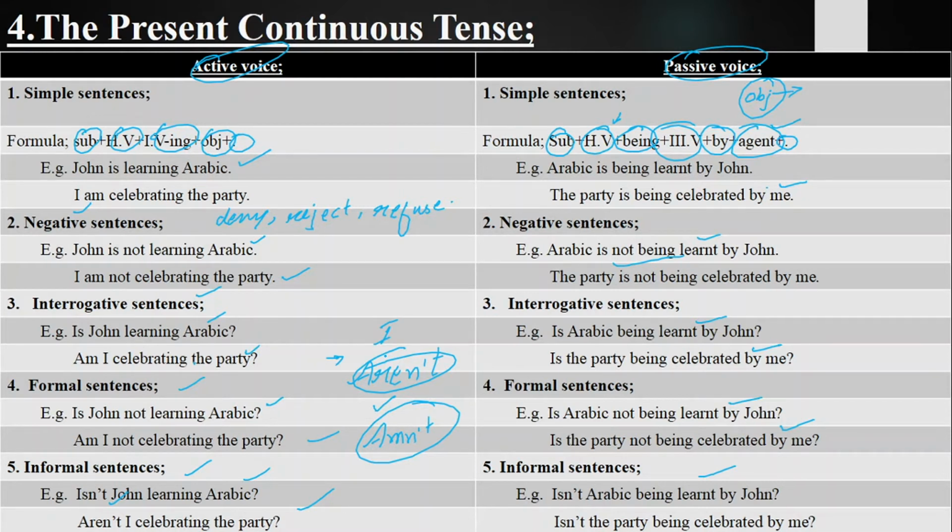These are the informal sentences of your present continuous tense. The main thing, you already know, is that we have been practicing the tenses and how you are going to make their passive. That is not a big deal, but the main thing is practice.